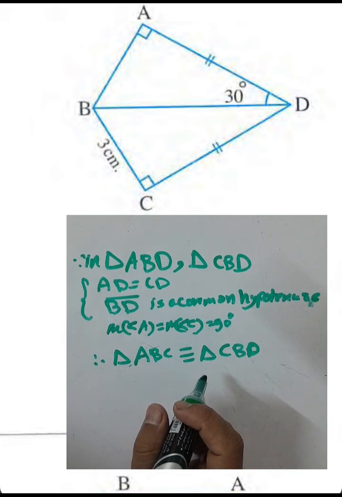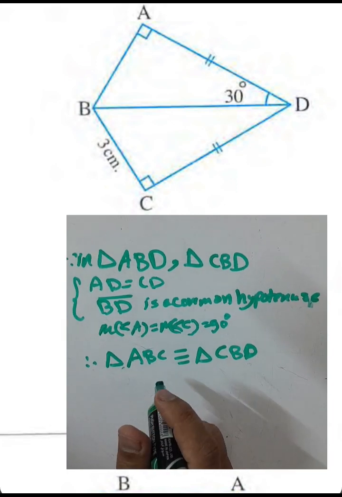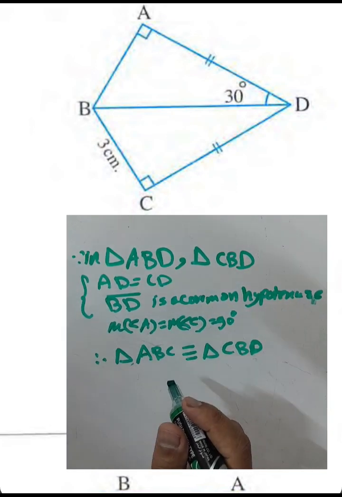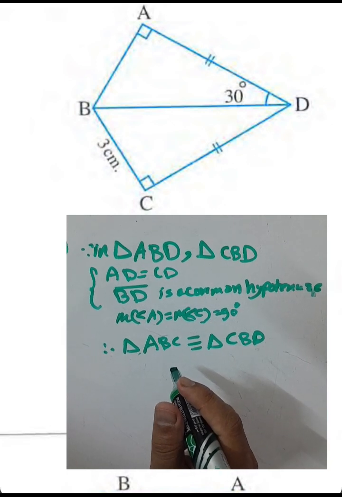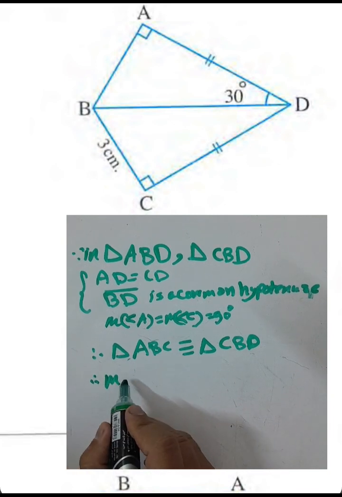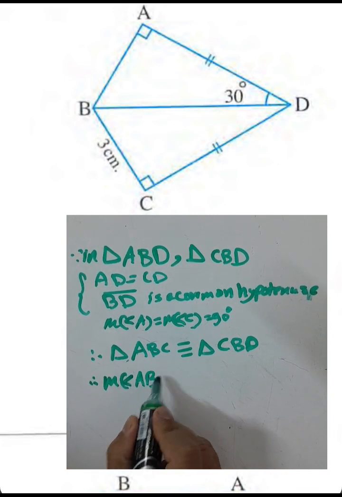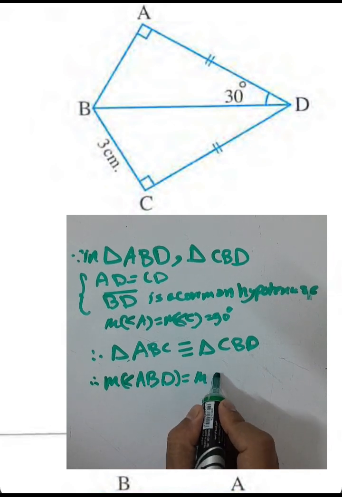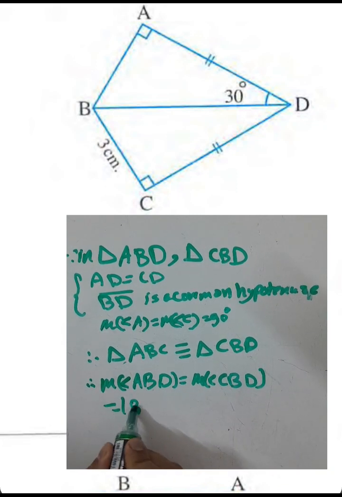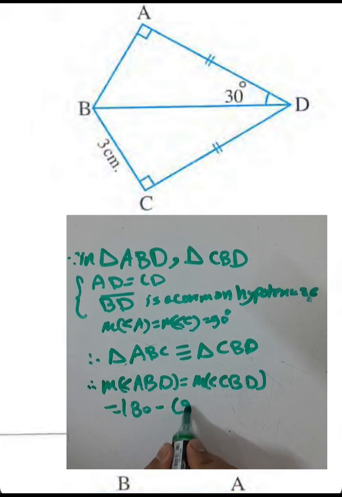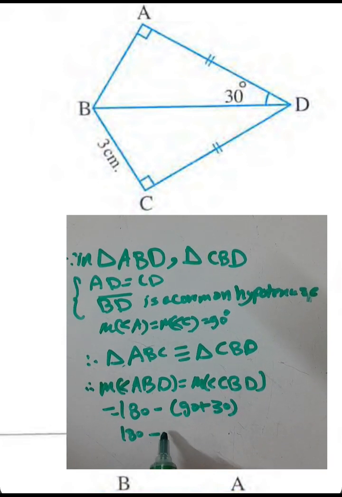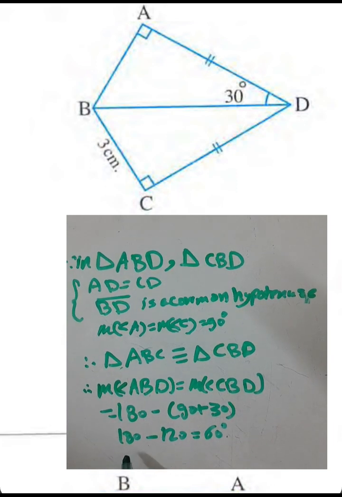It will be equivalent, and we can find the measure of angle ABD from the first triangle by 90 plus 30, and subtract the result from 180, because the sum of interior angles in a triangle equals 180 degrees. Then the measure of angle ABD will be equal to the measure of angle CBD, equal to 180 subtract 90 plus 30, which is 180 subtract 120, so it will be 60 degrees.